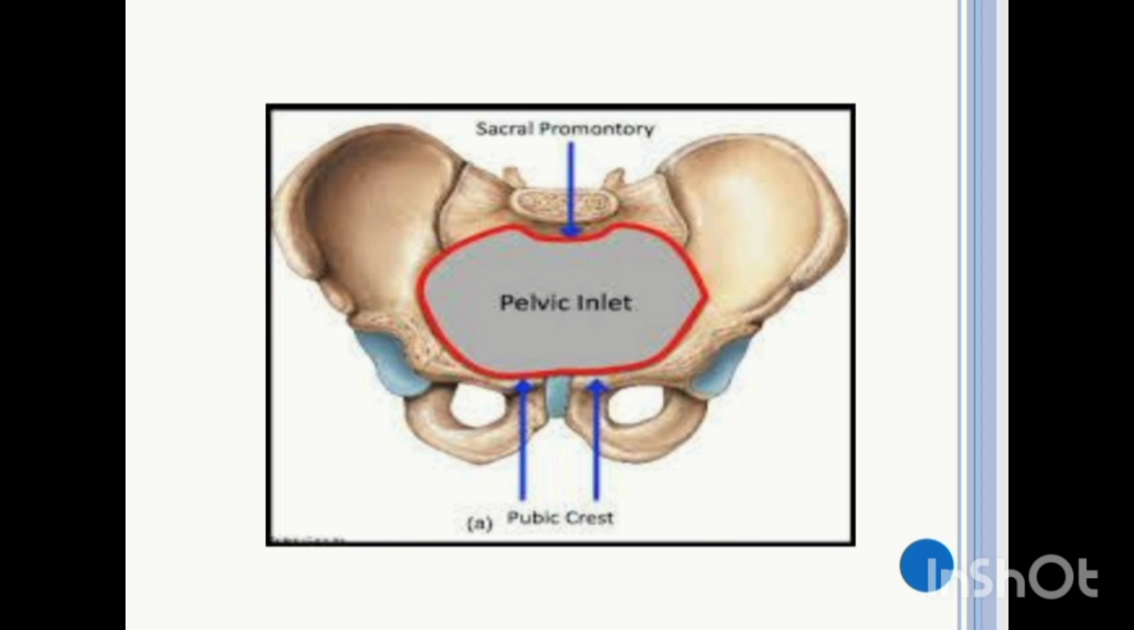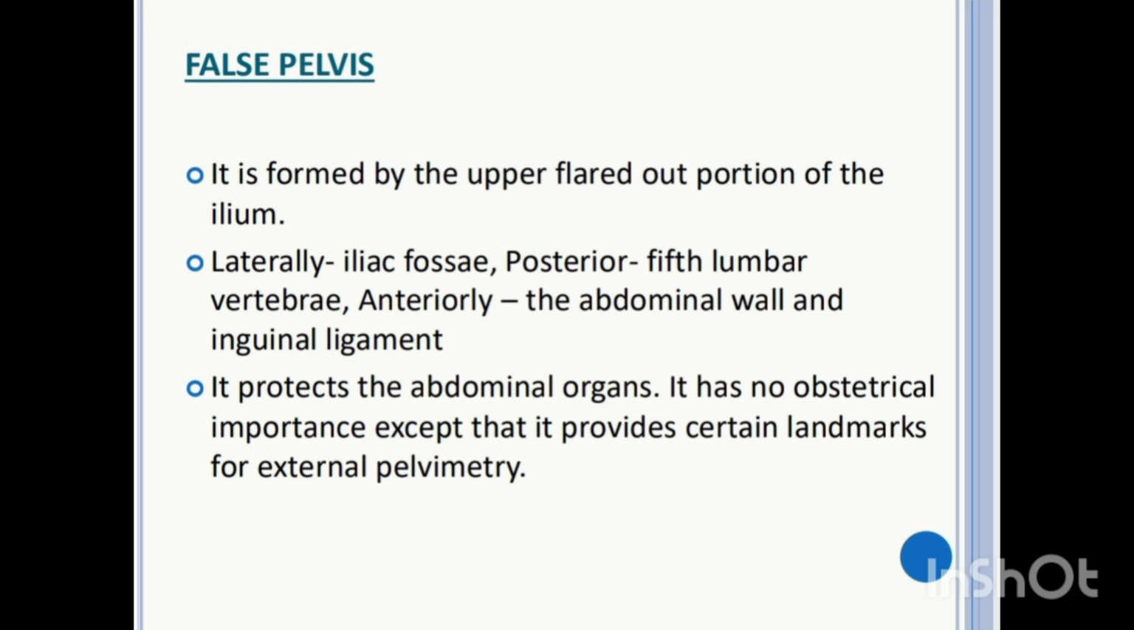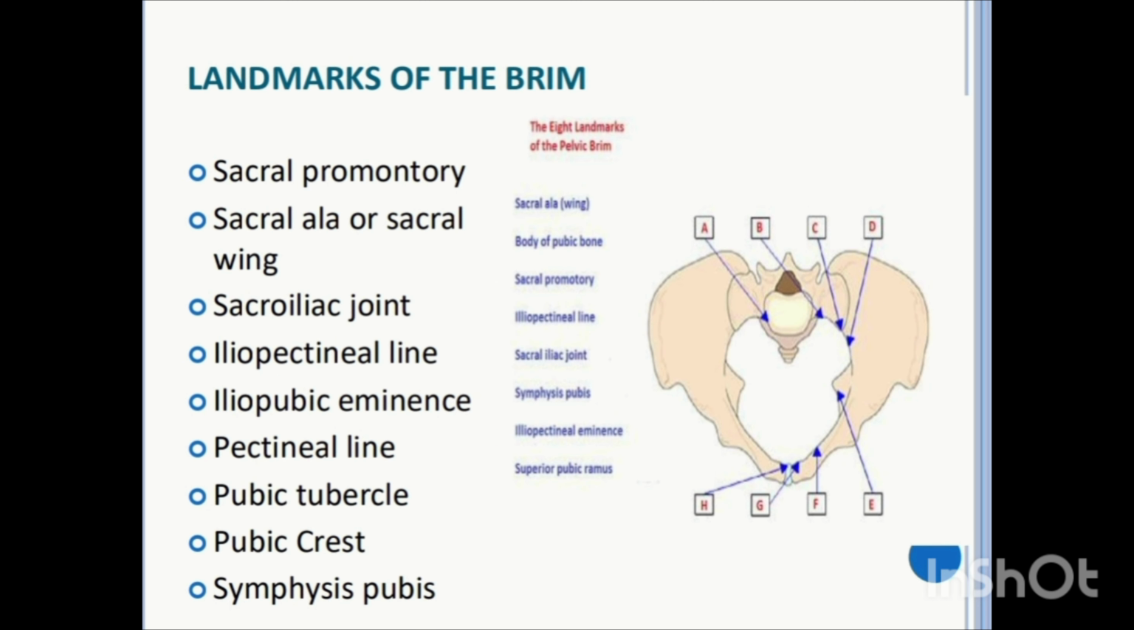About the false pelvis, it is the part of the pelvis situated above the pelvic brim, and it has very little obstetrical significance. The only function of the false pelvis is to support the enlarged uterus during pregnancy. Now we will see the landmarks of the brim. These are the fixed anatomical points on the brim.